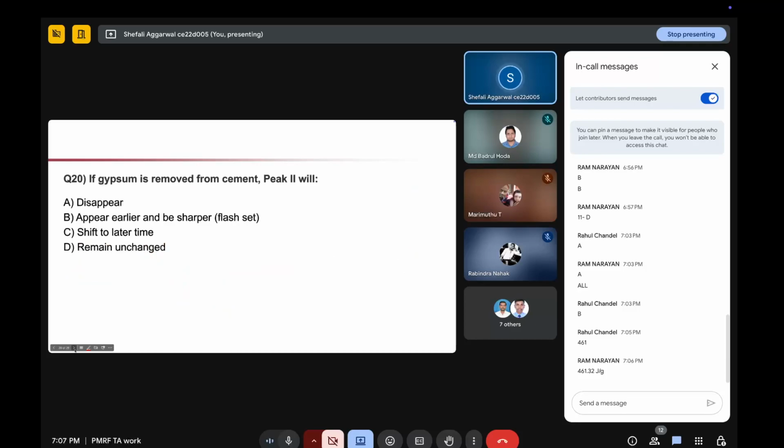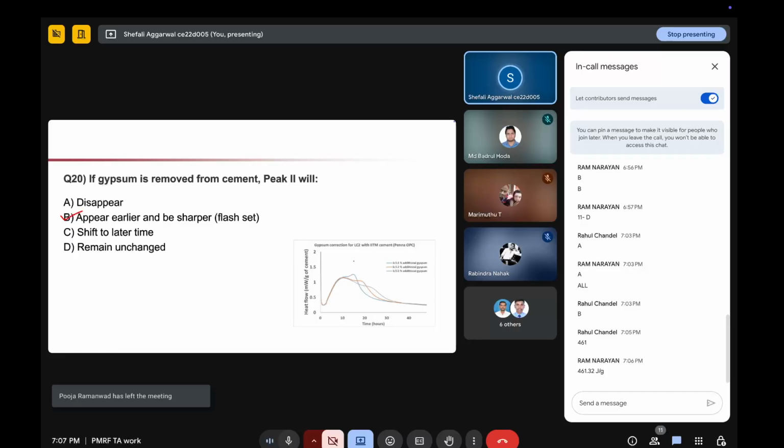So the last question for today's session is, if gypsum is removed from cement, peak 2 will it disappear, will it appear earlier and be more sharper, will it shift to later time, or remain unchanged? B. Correct. So if you remember the gypsum diagram, if there is less gypsum, your second peak will be earlier and more sharper.